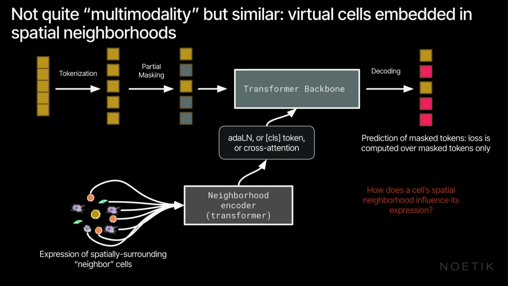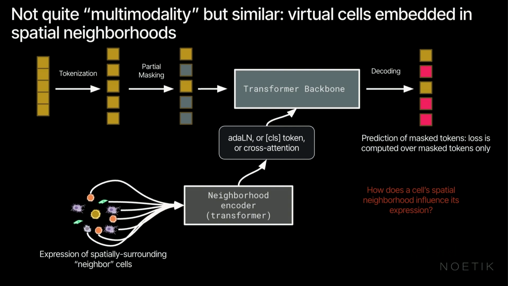And then we use this adaptive layer norm approach. Or we've tried the append tokens thing, we've tried cross-attention. They all seem to work. Some are just more efficient than others. And that feeds in as an additional input to what we refer to as the backbone.